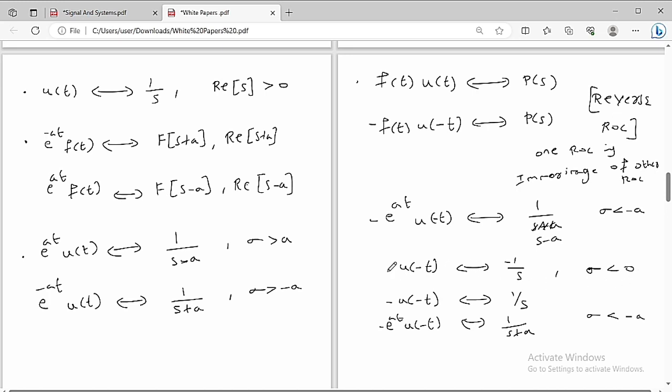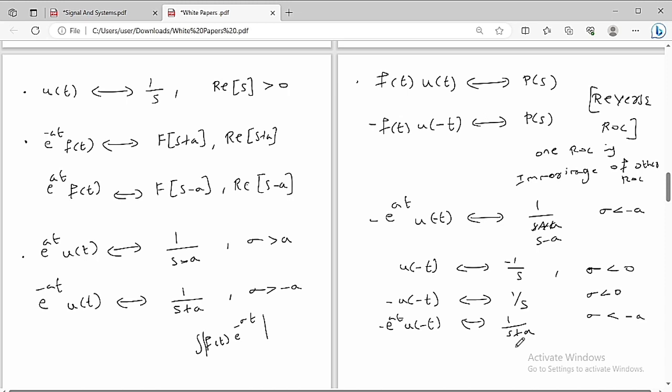Then I am multiplying minus on both sides. Then what am I going to get? Minus u of minus t has the Laplace transform 1 by s. But the ROC will never change. The ROC will remain as it is, you are just multiplying by minus. The Laplace transform exists if the integration of f of t into e to the power of minus sigma t is absolutely integrable. So f of t or minus f of t both have the same modulus, which is positive. Therefore the ROC remains the same. Here also sigma less than 0.